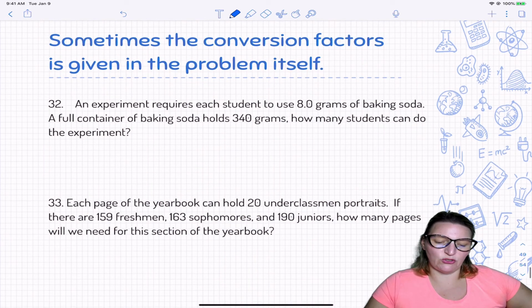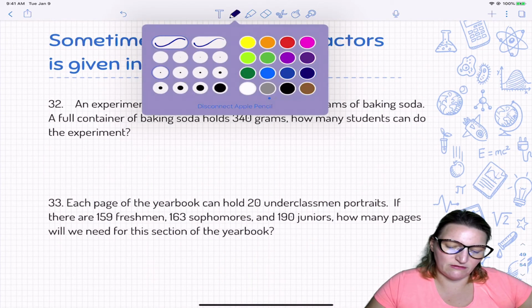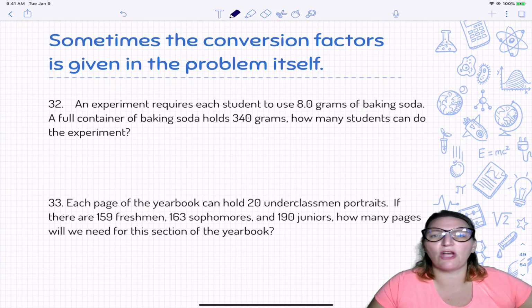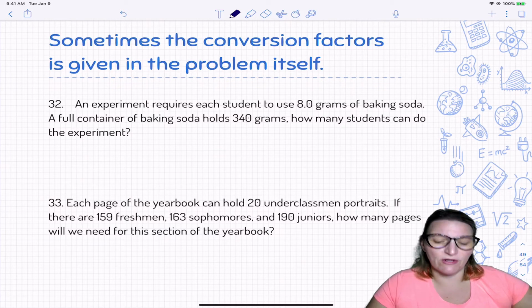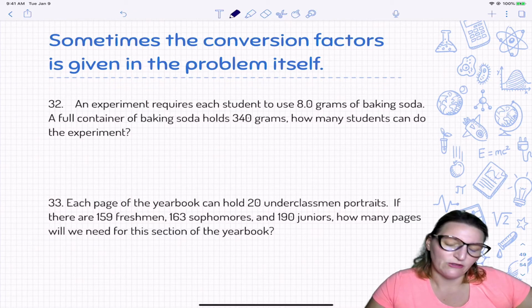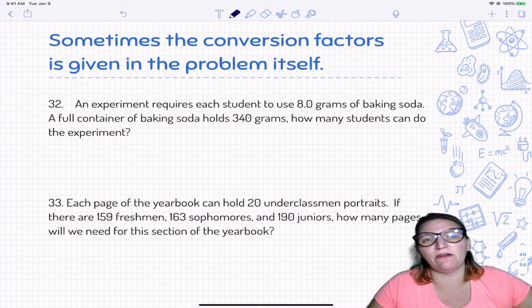Now we're going to do two more problems with conversion factors, but these are ones where the conversion factors aren't a known quantity. They are given in the problem itself, or hidden in the problem. So remember, the first step in doing these conversion factor problems is finding the conversion factor.